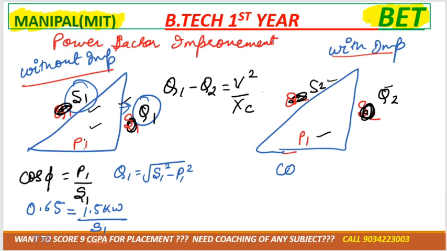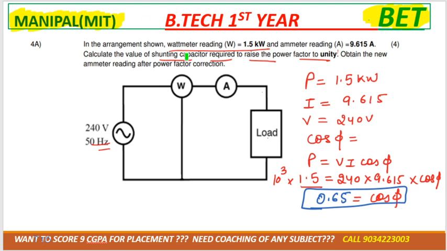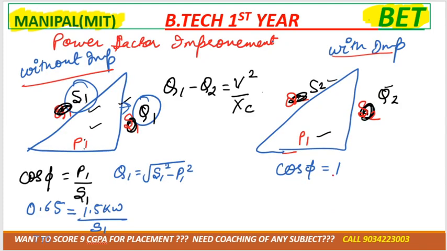Okay, now for this case cos phi is equals to 1. Why is it so? They said in the question, calculate the value of shunting capacitor. Shunting means with the load, capacitor is connected in parallel. Parallel means shunt. To improve the power factor to unity. Unity means now power factor is 1. So cos phi is equals to 1 means P1 is equals to S2, right? P1 दिया हुआ है 1.5, S2 is 1.5. इसको solve कर लेना, then you will get Q2 is equals to 0, correct? So now we'll have Q1, Q2 is 0.